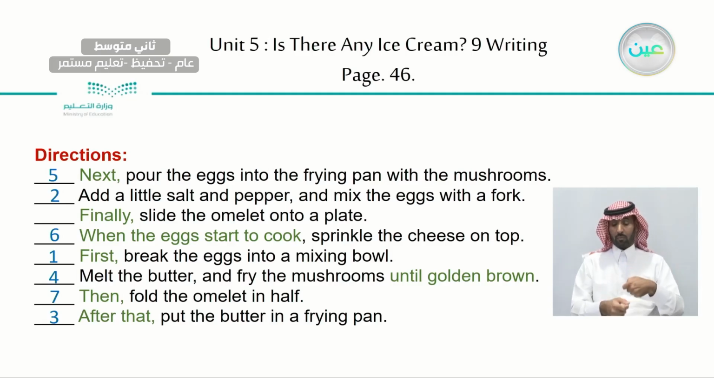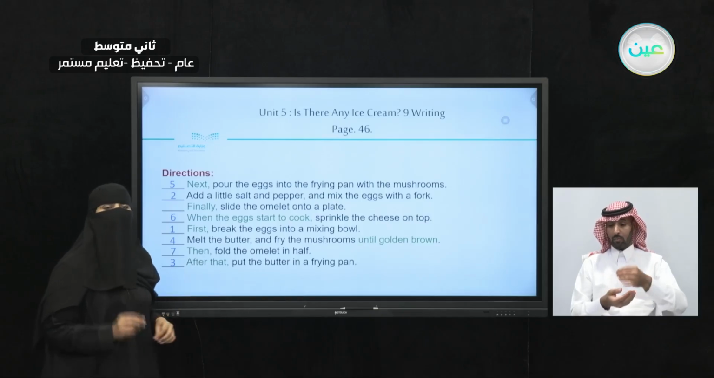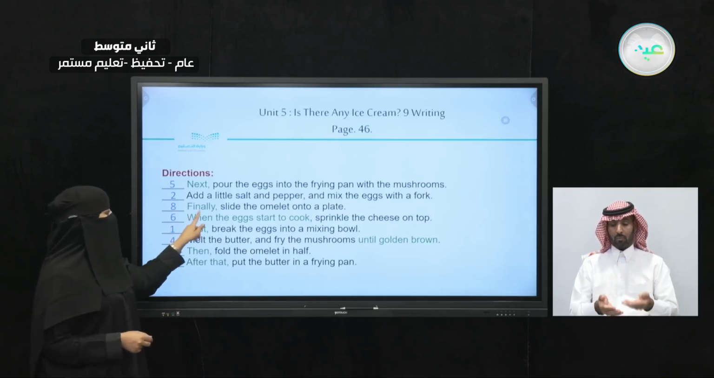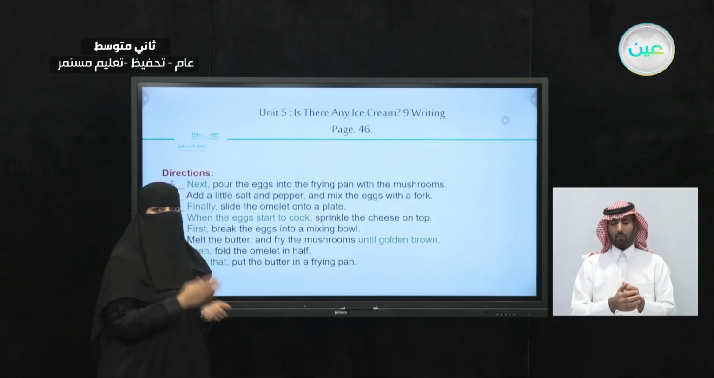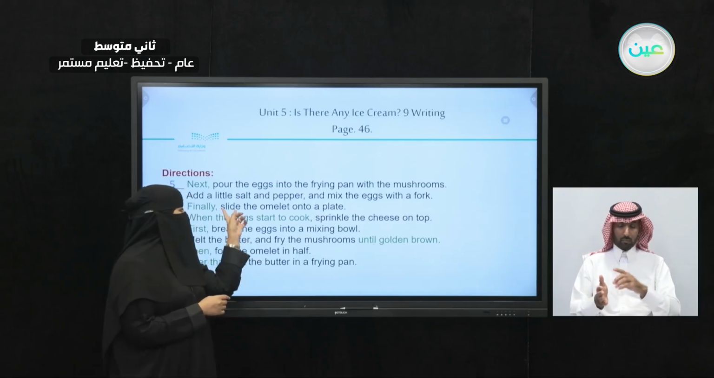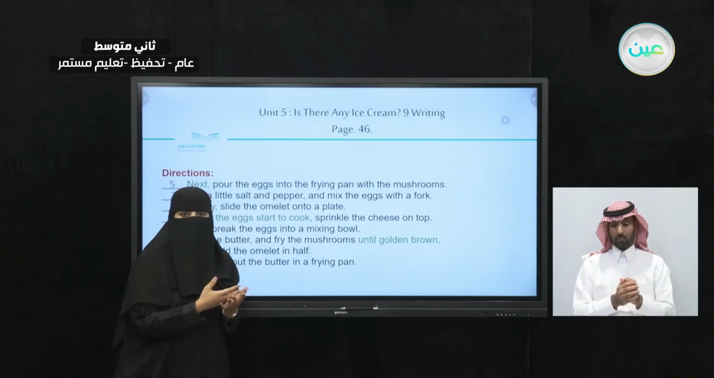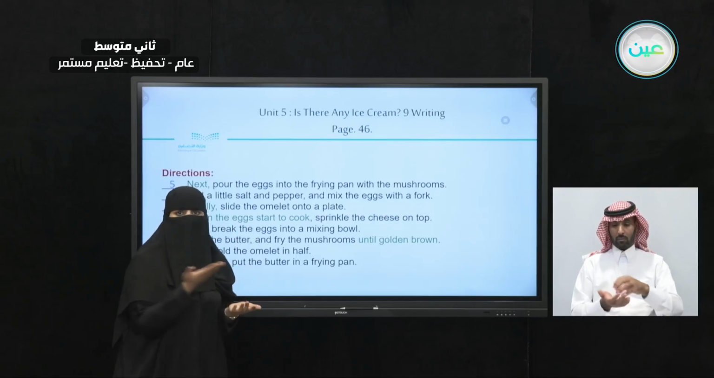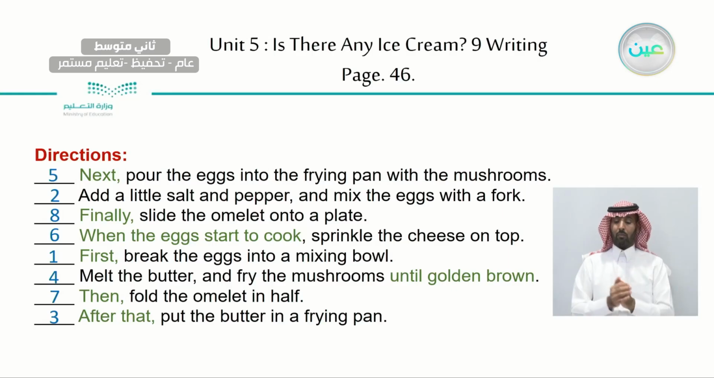Now that we are done with these steps, it's 8 steps. What is the last step? The last step, we're going to choose the sentence with finally. Finally, slide the omelette onto a plate. So that means, are you going to cut it? No. Here in the last step, slide it. That means it's going to be transferred from the pan to the plate easily. It's going to slide. So here, what did we do to find these steps?